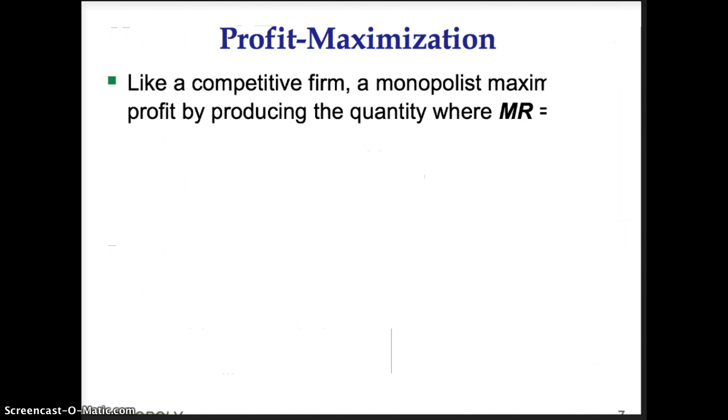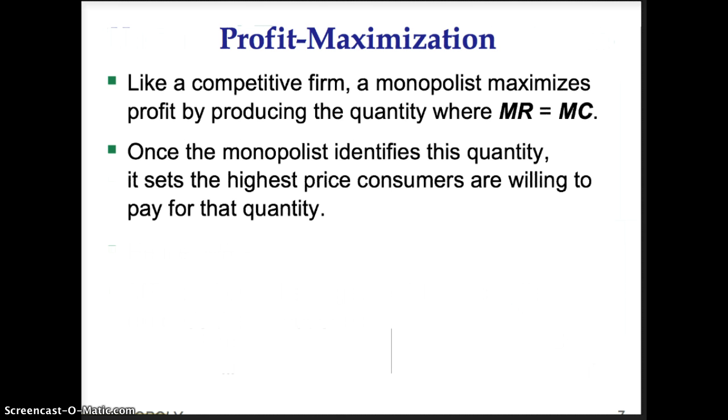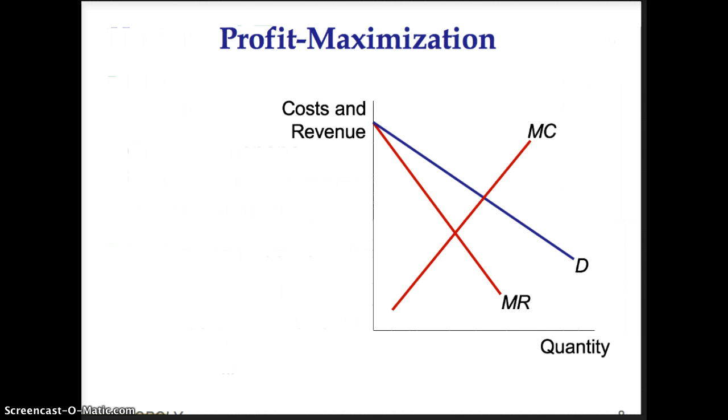Like a competitive firm, a monopolist maximizes profit by producing a quantity where marginal revenue equals marginal cost. Once the monopolist identifies this quantity, it sets the highest price customers are willing to pay for that quantity. It finds the price from the demand curve. Let's look at this on the diagram.